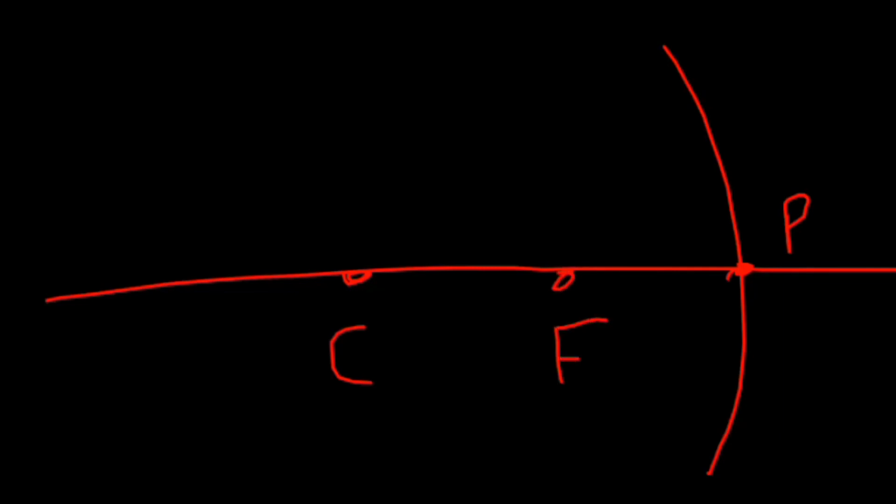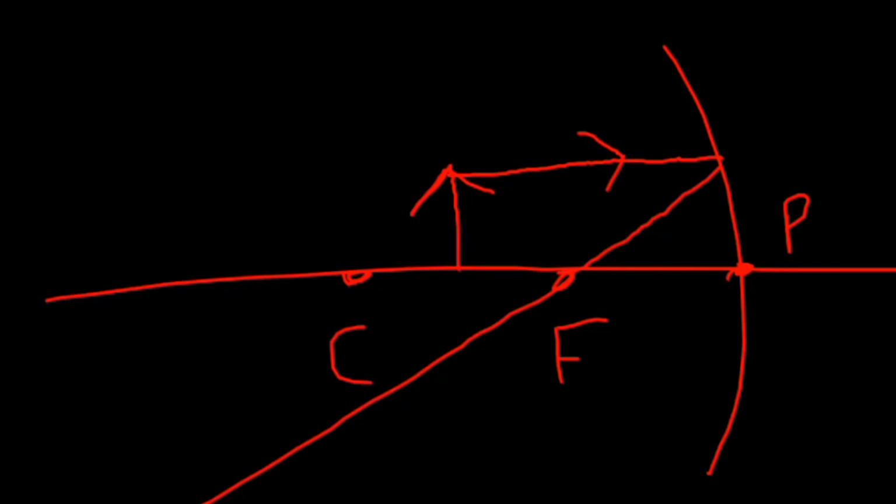Now here we have to place the object between F and C. Okay. So we have placed the object between F and C. We have drawn the object between F and C. Now the first ray that starts from the top of the object moves parallel to the principal axis and strikes the mirror. We know that the reflected ray passes through a point. This point is known as the principal focus.